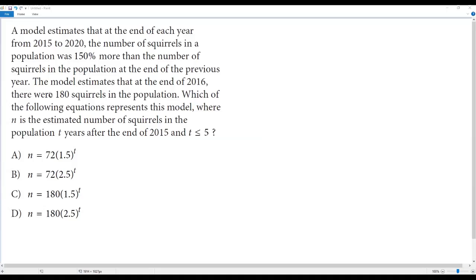Okay, and also there is another piece of information. The model estimates that at the end of 2016 there were 180 squirrels in the population. Which of the following equations represents this model, where n is the estimated number of squirrels in the population t years after the end of 2015? Actually, they count t as the number of years after the end of 2015. That is, the end of 2015 is the starting point. When the end of 2015 is the starting point, what should be the value of t?